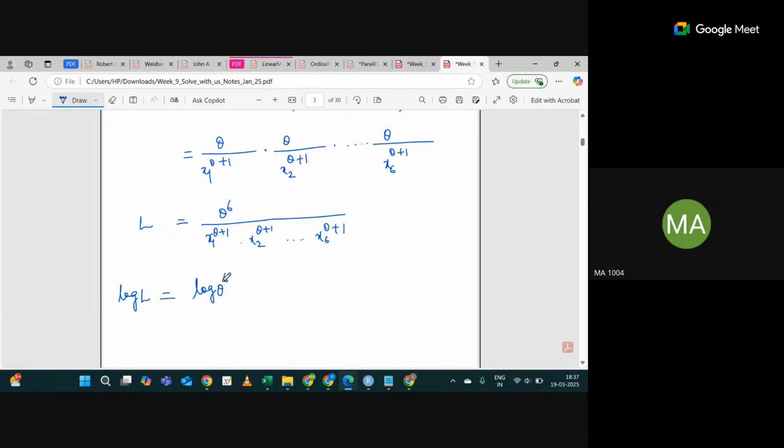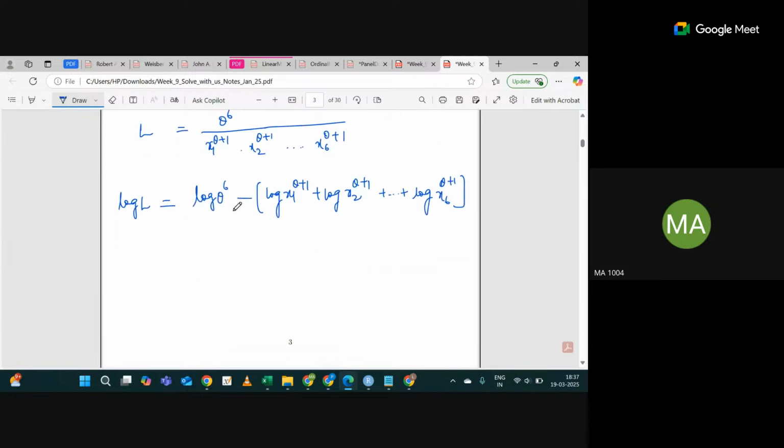The next part, can I write minus of log of x1 raised to theta plus 1, plus log of x2 raised to theta plus 1? Are you getting this part? Yes or no? Yes, sir. Right? Why did I write minus? Because this will be the whole power minus 1, it will be minus 1, right? Now, if you see, this is something I can write as 6 log theta minus the other things.